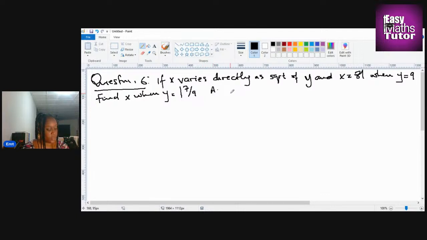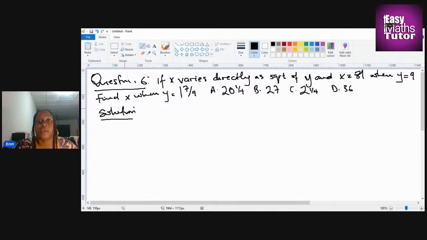So our options are A, 20 whole number 1 over 4, B, 27, C, 2 whole number 1 over 4, and D, 36. Solution.